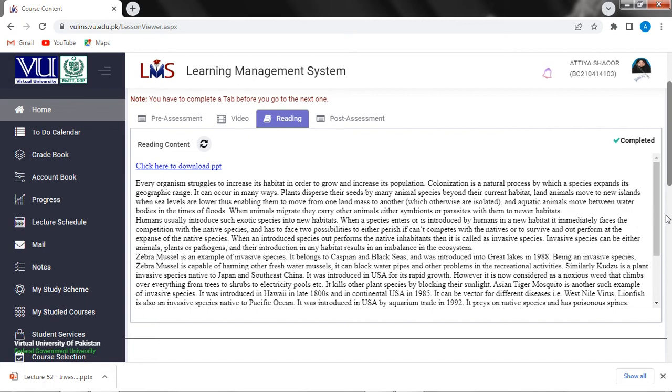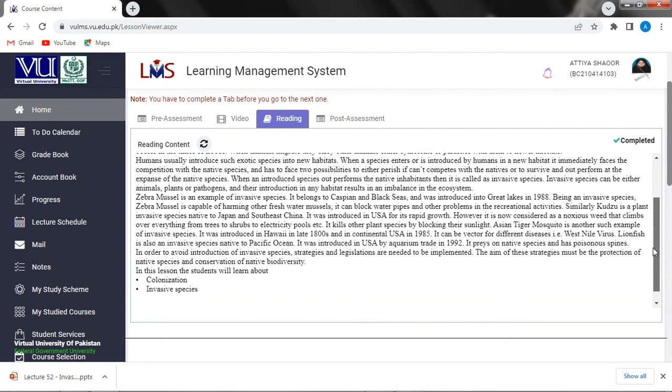Similarly, kudzu is a plant invasive species native to Japan and Southeast China. It was introduced in USA for its rapid growth. However, it is now considered as a noxious weed that climbs over everything from trees to shrubs to electricity poles, etc.